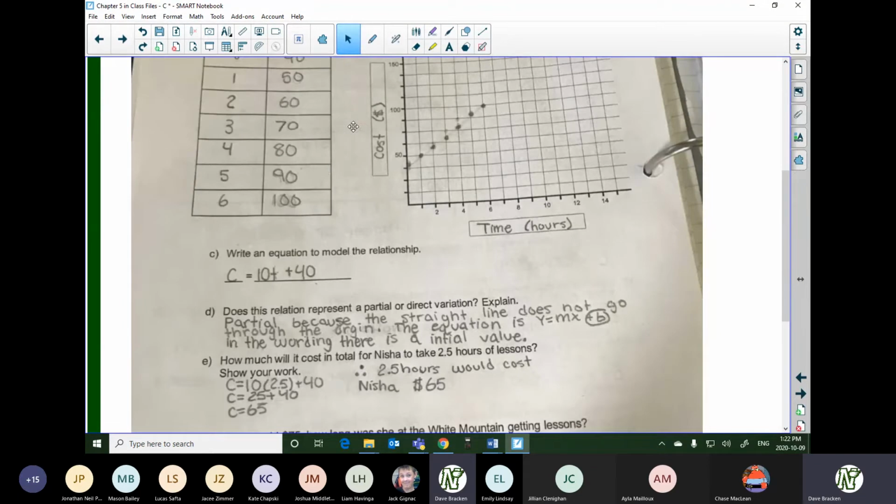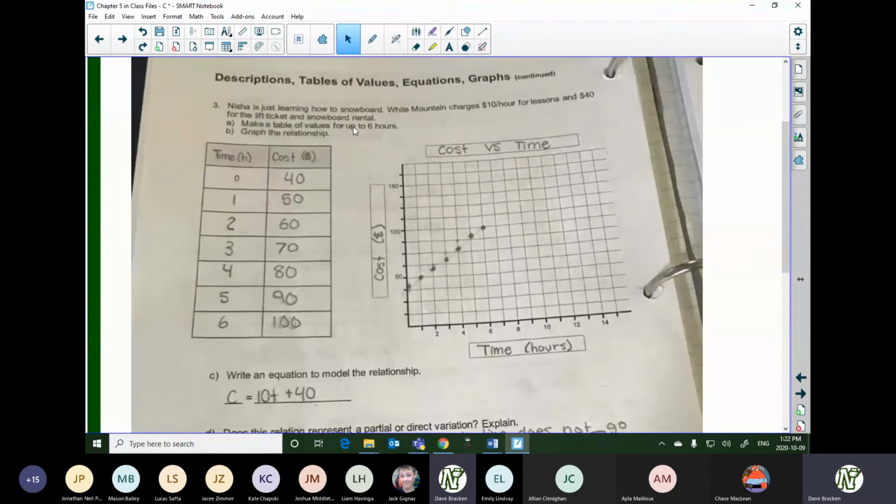I'll wait for the new page to come up. I think it's up in the screen now. I can see it in my other computer.